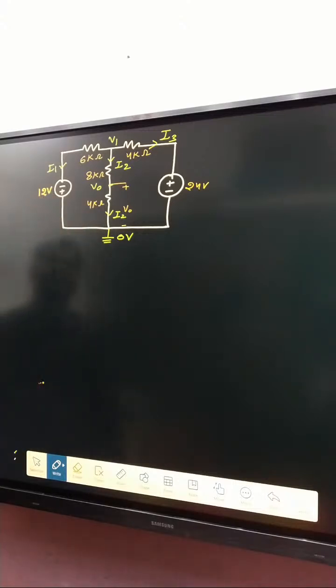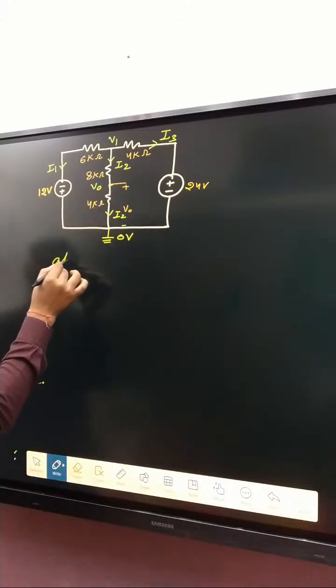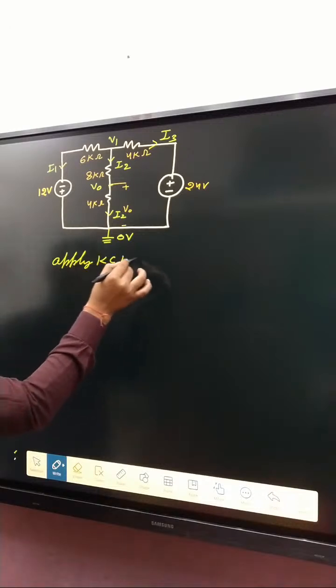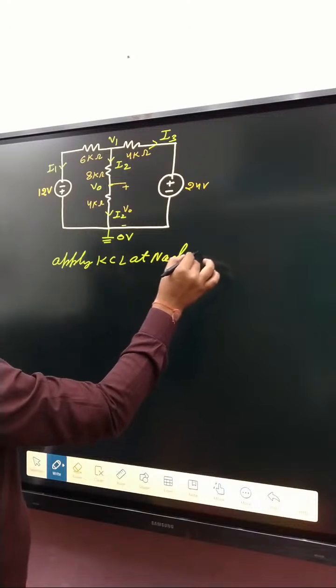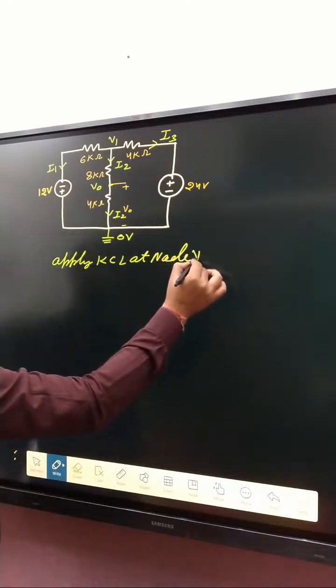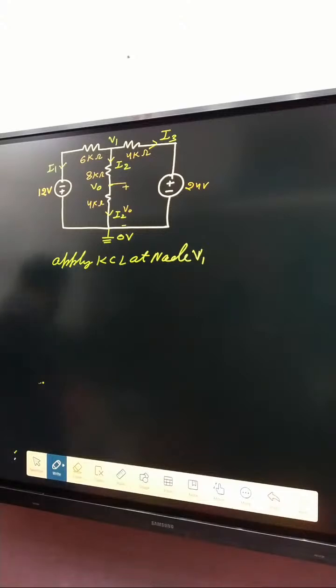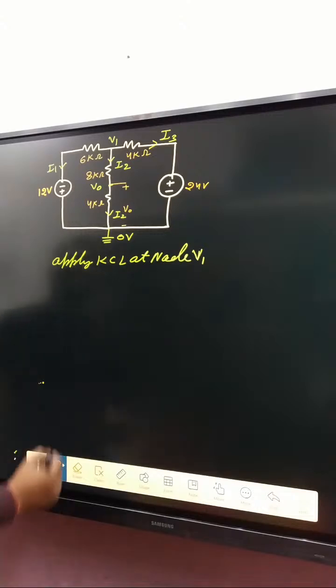Now apply KCL at node 1, simply V1. If anyone has doubt about what V naught is, tell me. If you understand, tell me; if not, go back to the previous question where I have already discussed it. Otherwise, clear? If clear, no doubt.